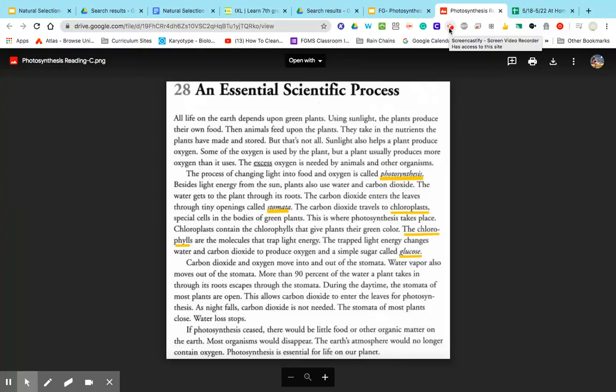Hi, everybody. So we are looking at a short reading for photosynthesis, and sometimes in science, photosynthesis and any topic for that matter can be a little bit difficult because the vocabulary words can be pretty long, and if you're not familiar with them, it can be a little bit daunting. So I'm going to go ahead and read this passage.